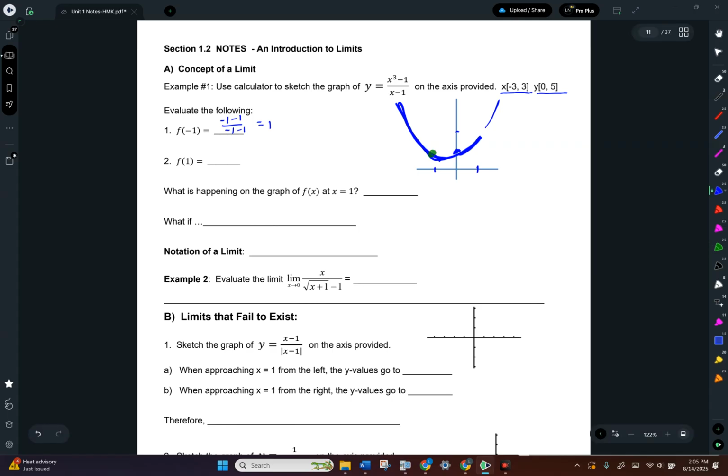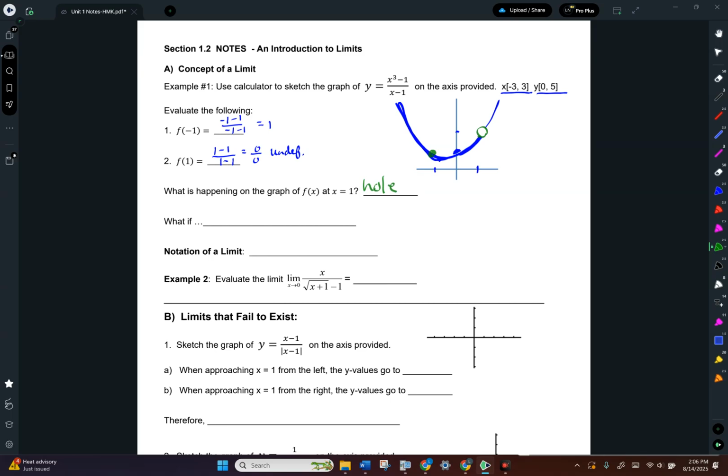Okay, what about +1? If I put in a +1, I'm going to have 1 cubed minus 1 all over 1 minus 1. Well, that equals 0 over 0, which does not equal 0. It's undefined. And it's not the 0 on top that's the problem. It's the 0 on bottom. Okay? So what is happening on the graph at x equals 1? Well, look at the graph. When x equals 1, right there is where you had that space in the graph, right? You have a hole in the graph.